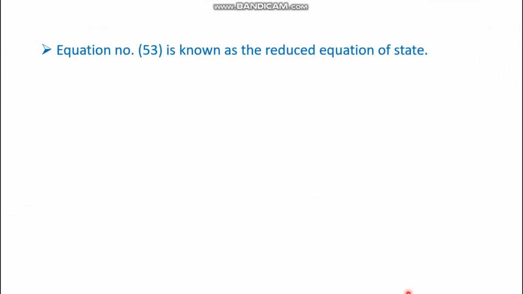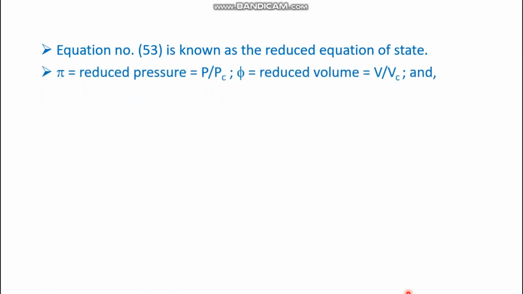Now what about the significance of this equation? Equation number 53 is known as the reduced equation of state, where pi is called reduced pressure. This is nothing but the ratio of P and Pc. Phi is called the reduced volume, which is nothing but the ratio of V and Vc, and theta is called the reduced temperature. That is also nothing but the ratio of temperature and critical temperature.